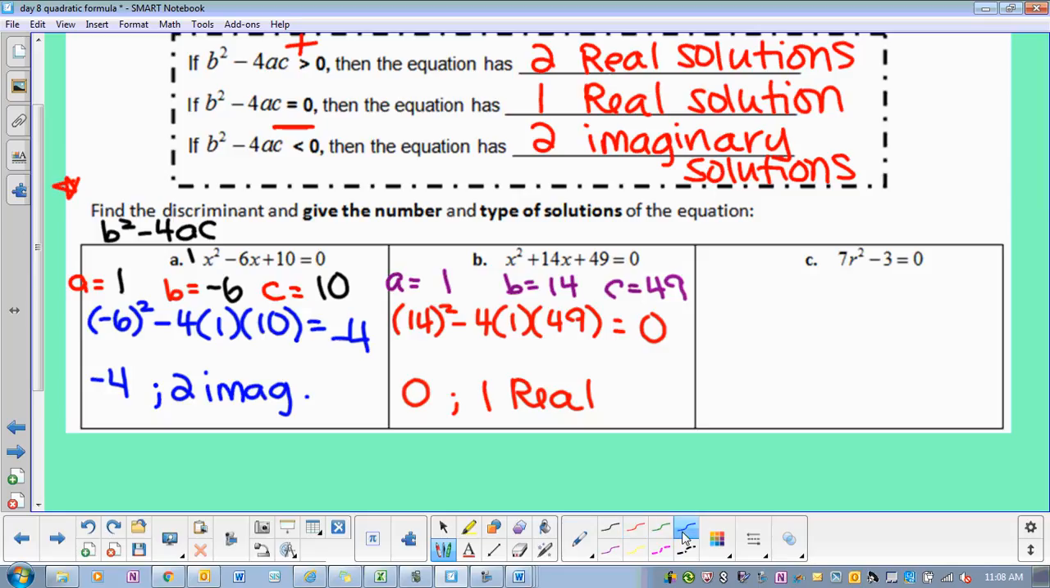All right, let's look at C. Wait a minute, this only has two terms. What is this one missing? The a, the b, or the c? Huh? c. c is a -3. The b. So you have the 7r squared, you have the -3 without a variable. You need the one that's just a regular r, right? If you don't have it, you could always write it in. If it's not there, then it's a 0r, isn't it?